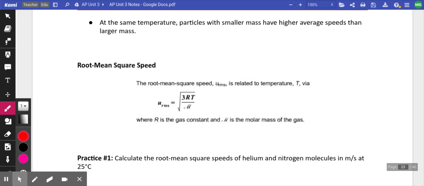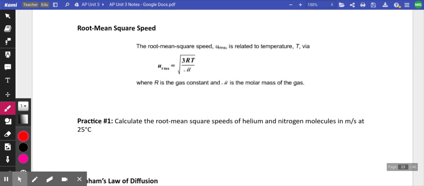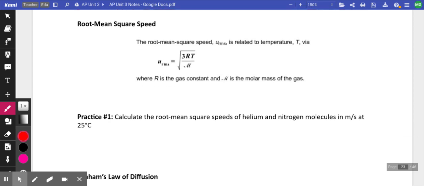And at the same temperature, particles with smaller mass will have higher average speeds than particles with larger mass. My particles that are smaller will tend to move a lot faster than my particles that are larger. And we can calculate something called the root mean square speed of my substances, which I denote as a lowercase u RMS, which stands for root mean square speed. Okay, so this is the root mean square speed.